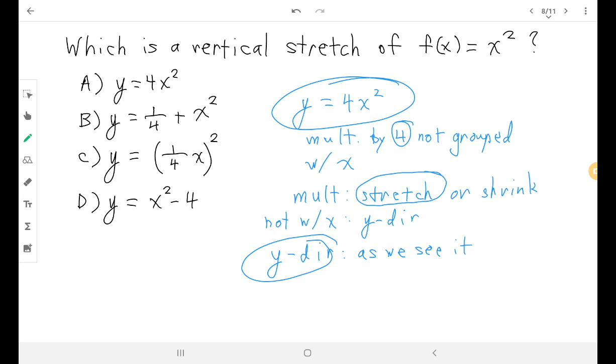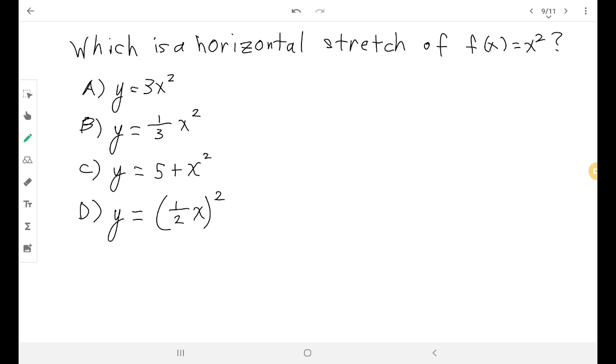Let's move on to our next question, which is a horizontal stretch. Horizontal. What does that mean? That means X direction. So since we're looking in the X direction and we're looking for a stretch, we're looking for multiplication, and we're looking for it to be grouped with X.